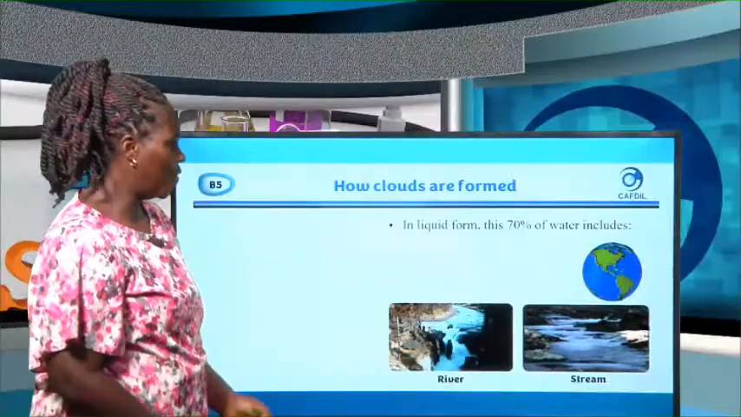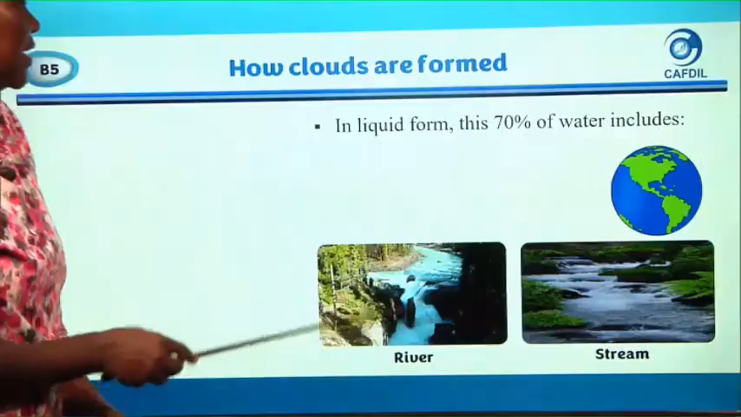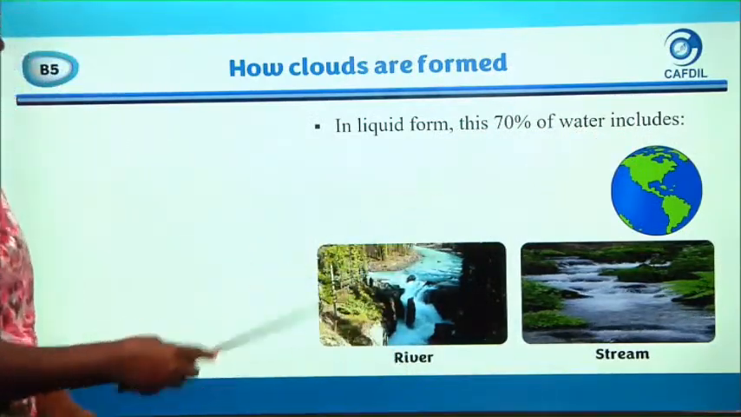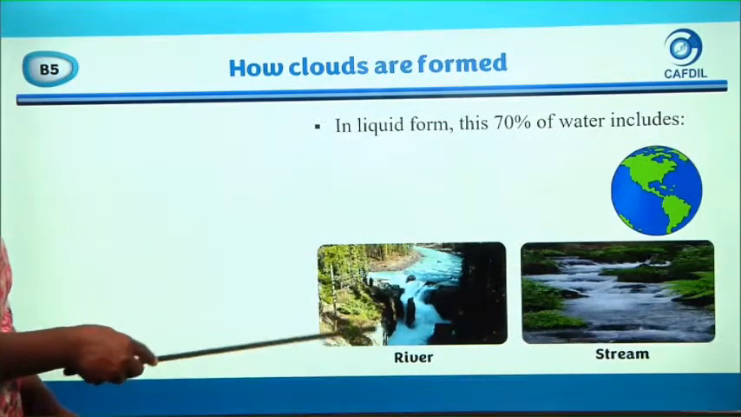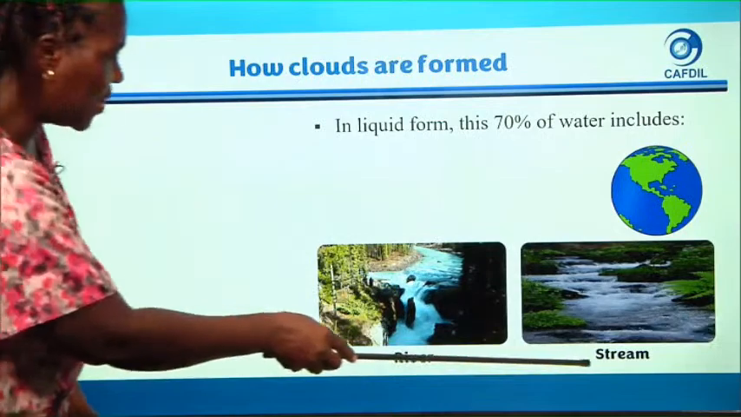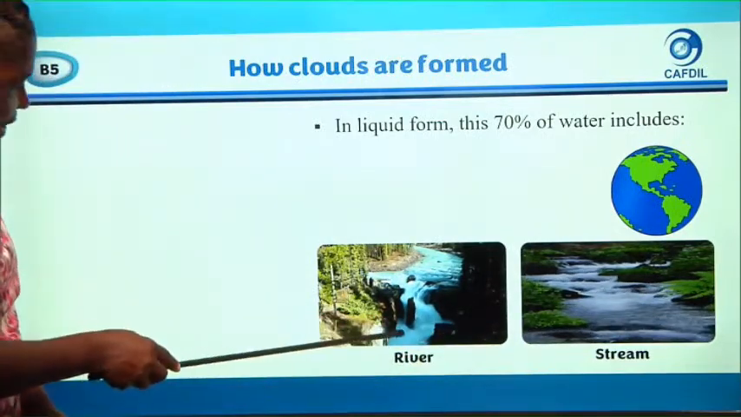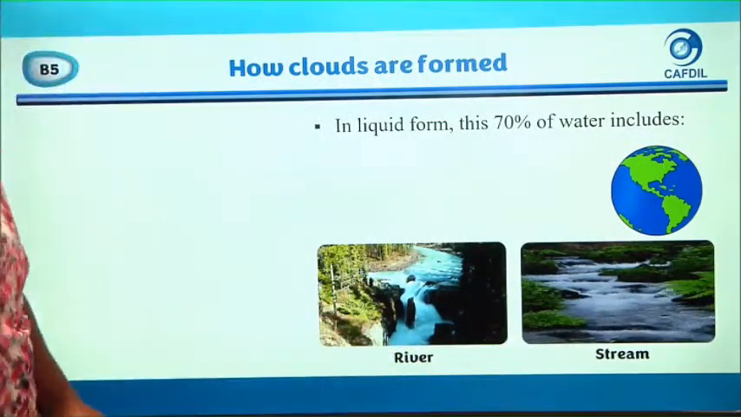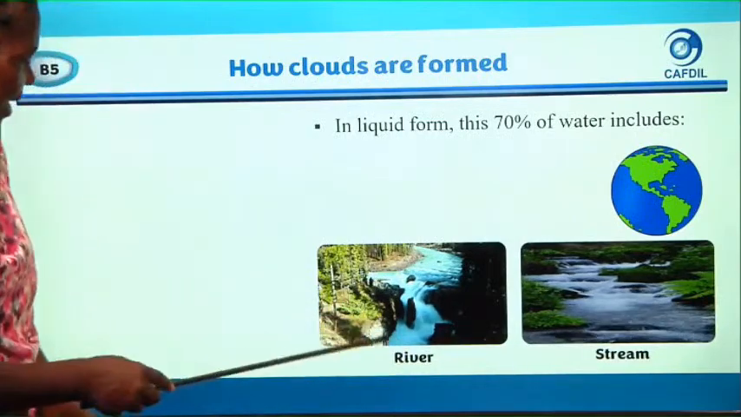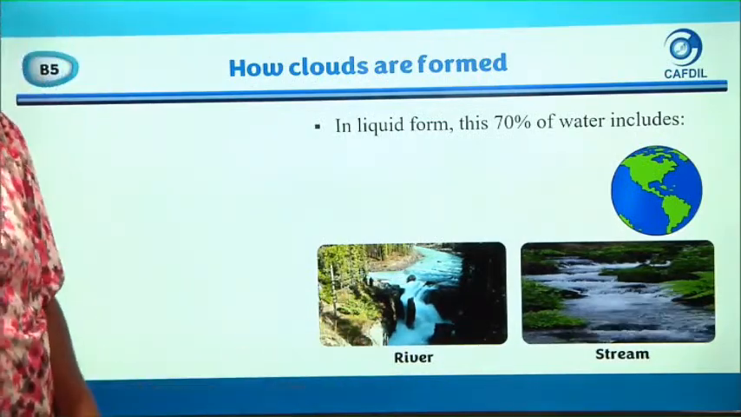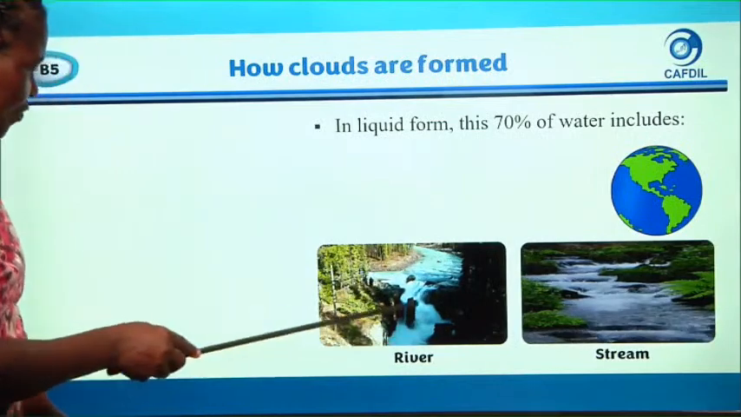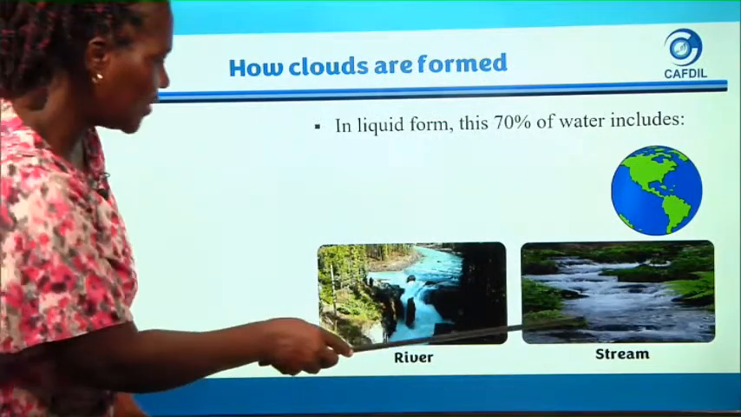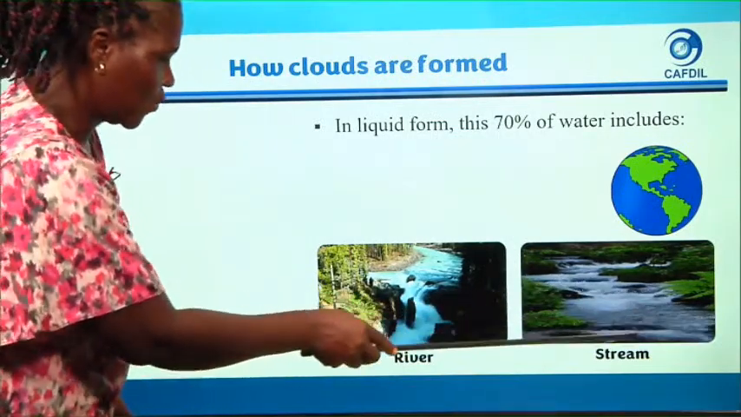Good. So, in liquid form, this 70% of water includes the river, as we can see on our screen, flowing. We have the stream. Now look at the speed of the river, the difference between river and stream. See that the river is moving very fast. The speed of the water is very high compared to the stream, which is low.